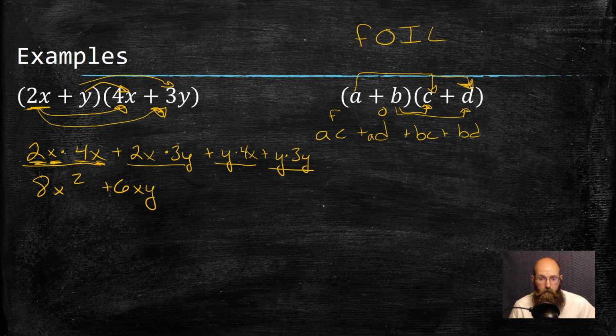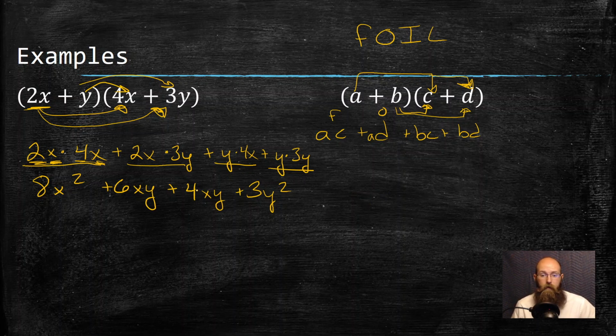Next one, I have just a 4 there, so I'm going to bring down that 4. And then I have a y times an x. And again, I like to write them alphabetically. Next one, I have a 3, no other numbers. I'm just going to write down that 3. Then a y times a y gets me y squared.